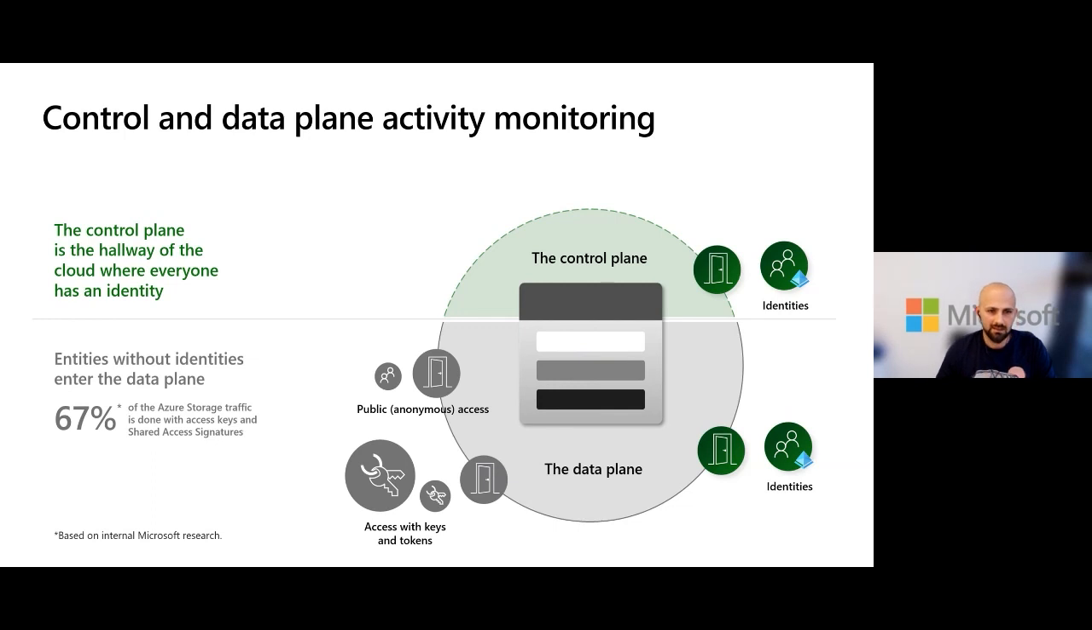The problem is that there's a whole world of activity happening within the data plane that remains unseen if you only focus on the control plane. The general recommendation is to disable access keys and shared access signatures. Yet we see they are incredibly popular. In fact, two thirds of all the traffic in Azure storage relies on these methods for authentication. Shared access signatures are access tokens derived from keys, and they have defined scope and an expiration date.